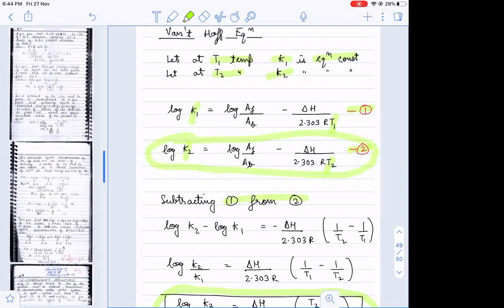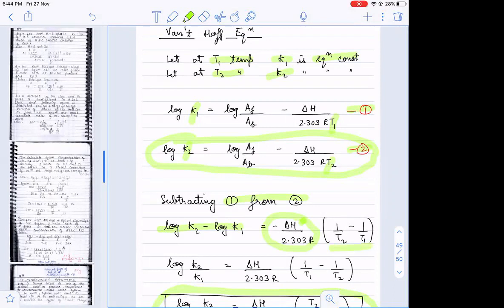So what we are getting is log K2 minus log K1. Then I have taken this thing common outside because it is common in both equations. That is minus delta H divided by 2.303 R. What is left is 1 by T2 minus 1 by T1.